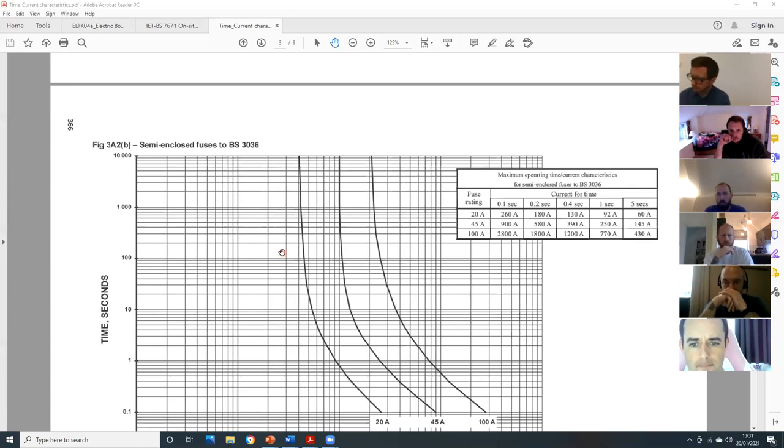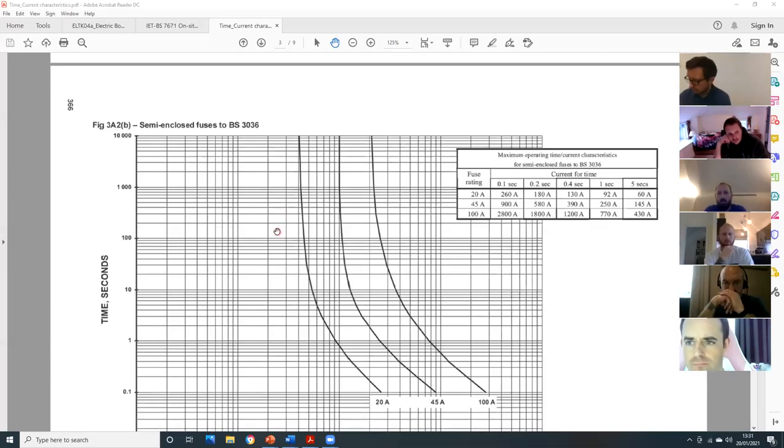So typically a ring circuit wired in 2.5 mil cable would let something like 60 amps through. And that cable, even the combination of those cables, 2 times 27, 54 amps, can't carry that indefinitely. It would overheat, the temperature would rise, and it would melt the PVC. So what the wiring regulations make you do is take that factor into account.